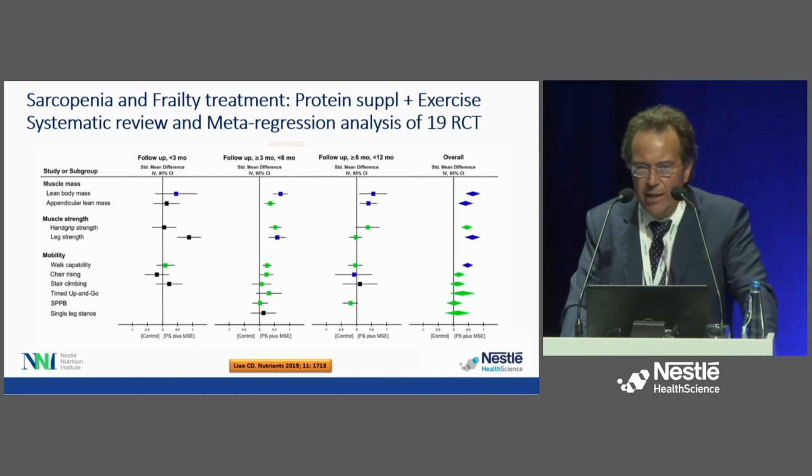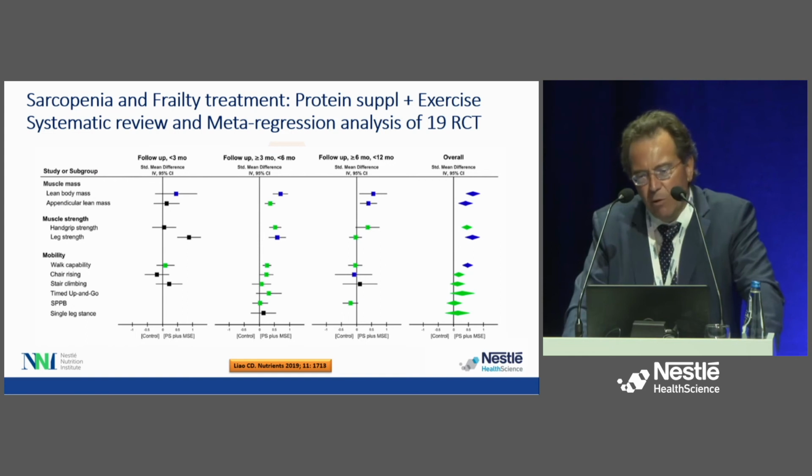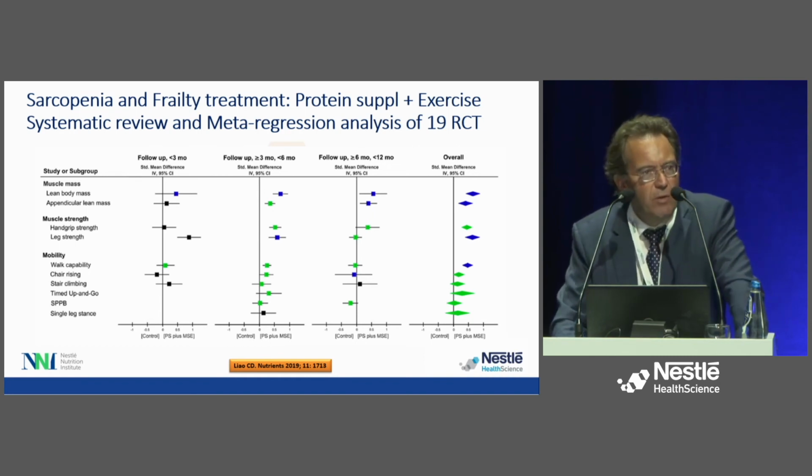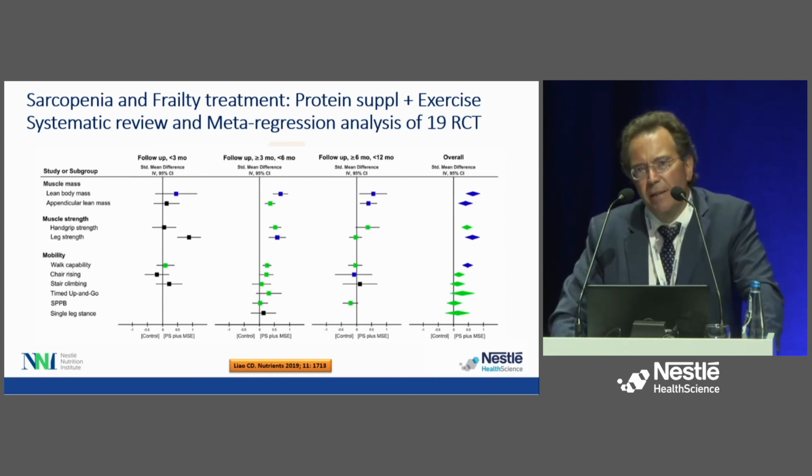This has also been clearly summarized in this systematic review and meta-regression analysis of 19 randomized clinical trials, published very recently in Nutrients in 2019. And you can see how protein supplementation plus exercise increases lean body mass, appendicular lean mass, hand grip strength and leg strength, and probably more important, increases walking capability. That is what is most important for our older adults.